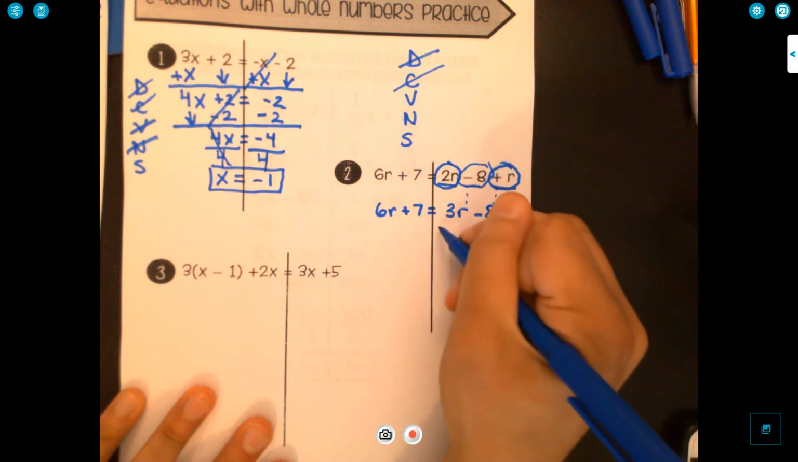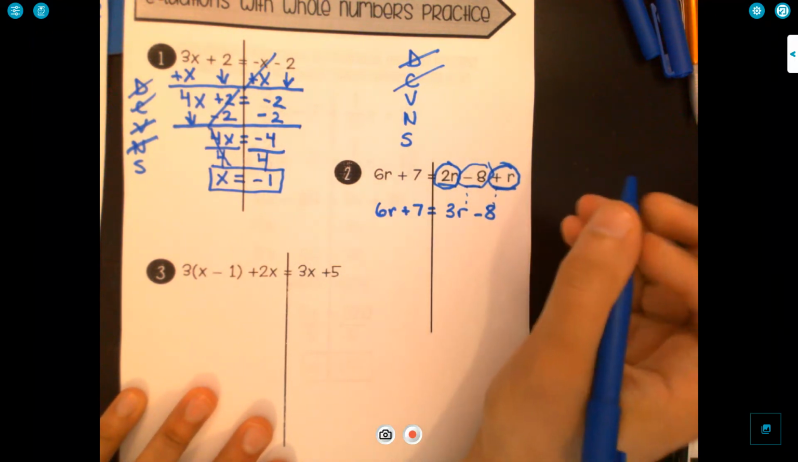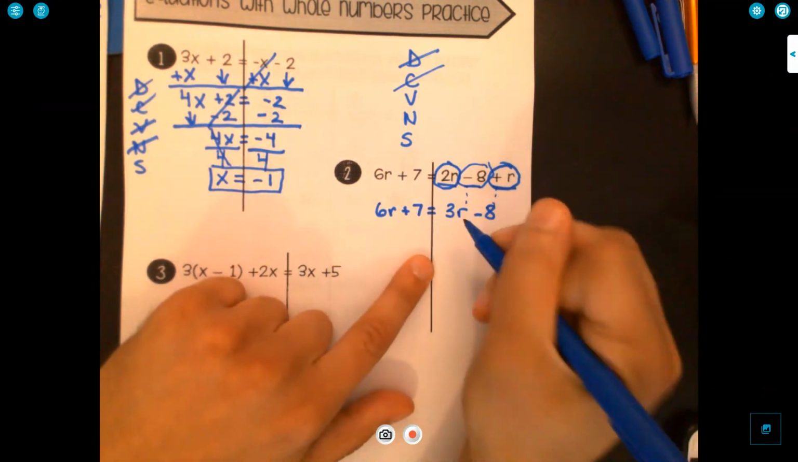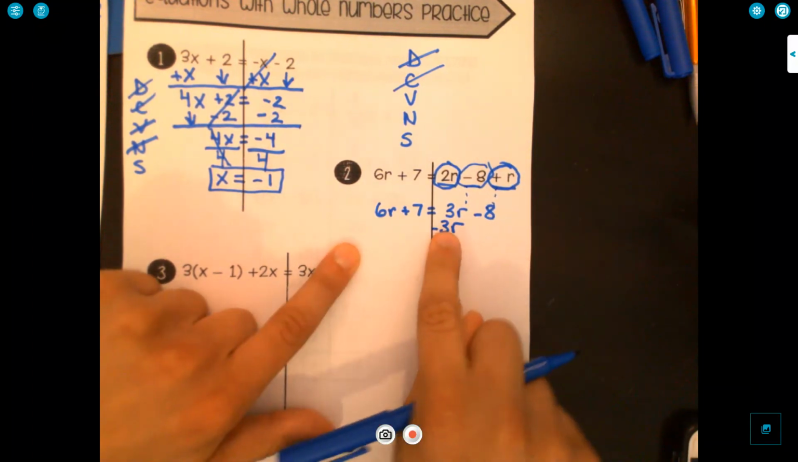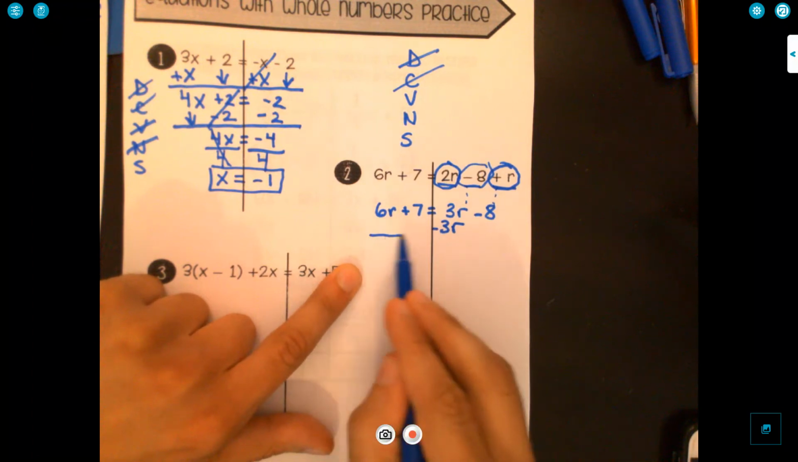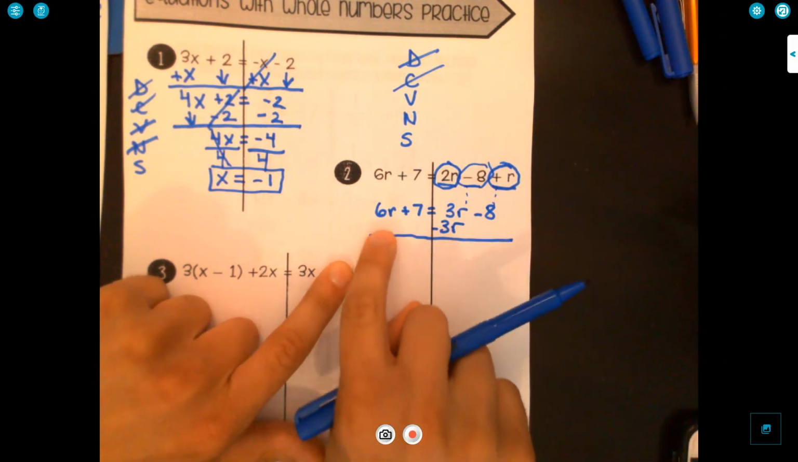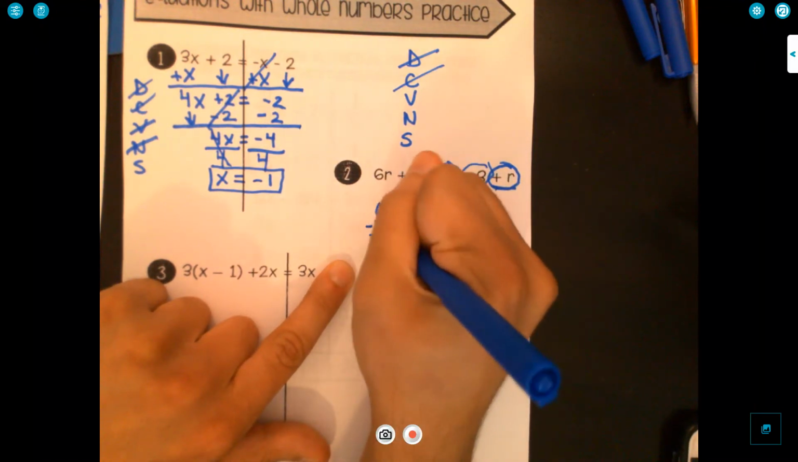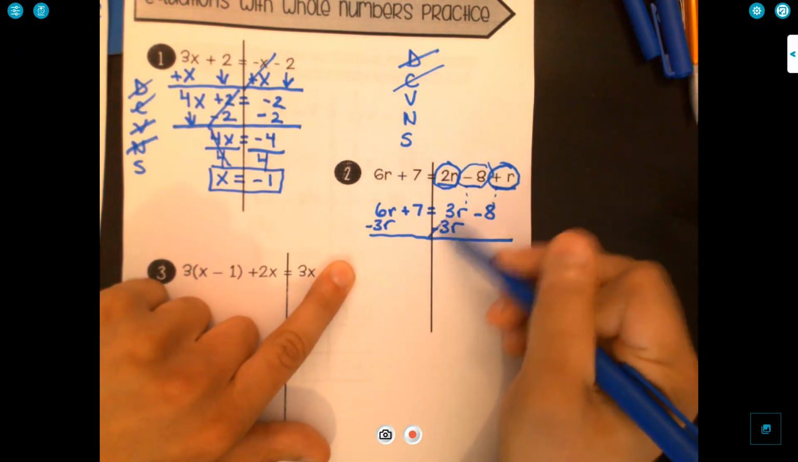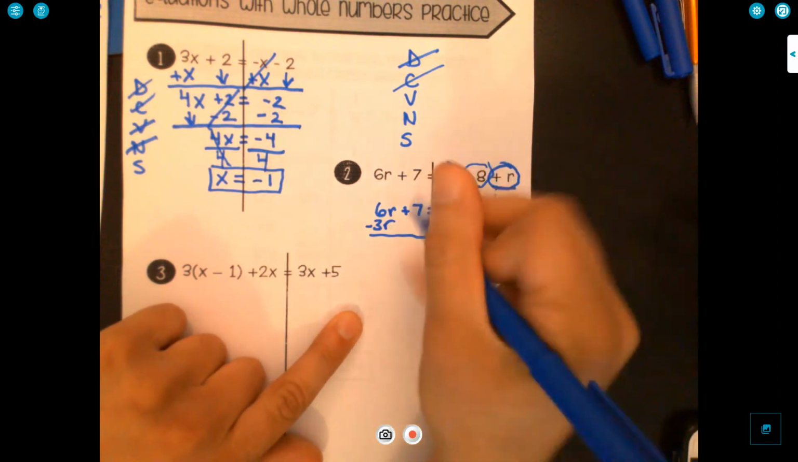I'm going to move this one again because I like to avoid negative numbers as much as possible. So we have positive 3r. I'm going to take minus 3r. Keep your variable with your variable. So if I subtract 3r, I have to subtract 3r from another r on the other side. So minus 3r. That cancels out since it's equal to 0.